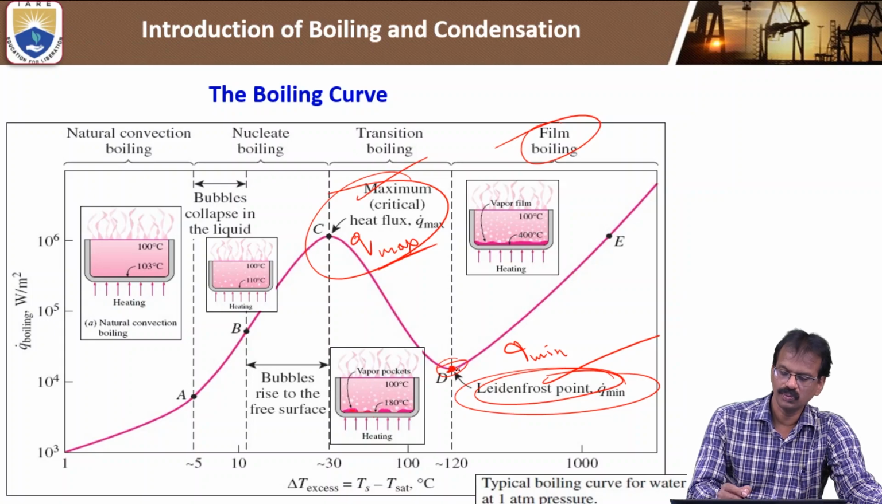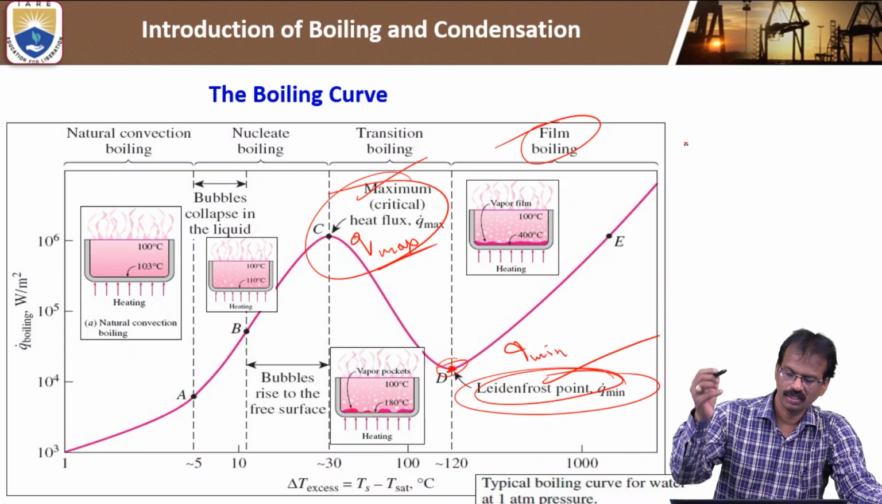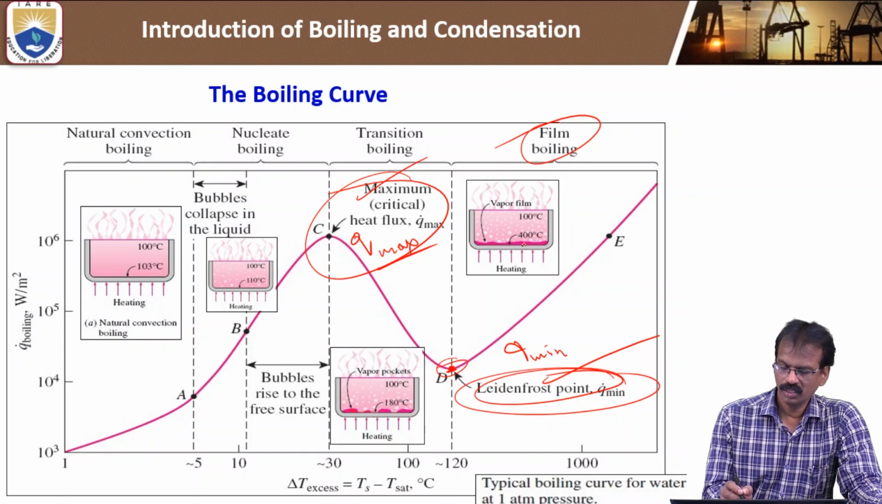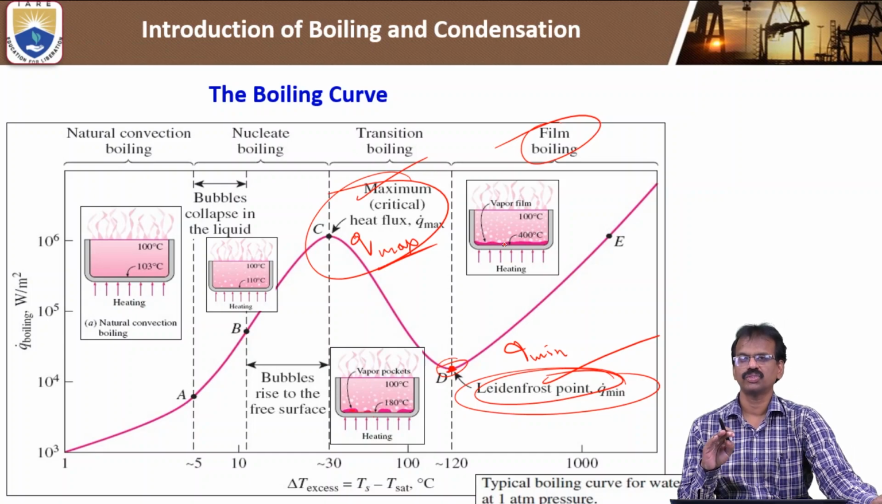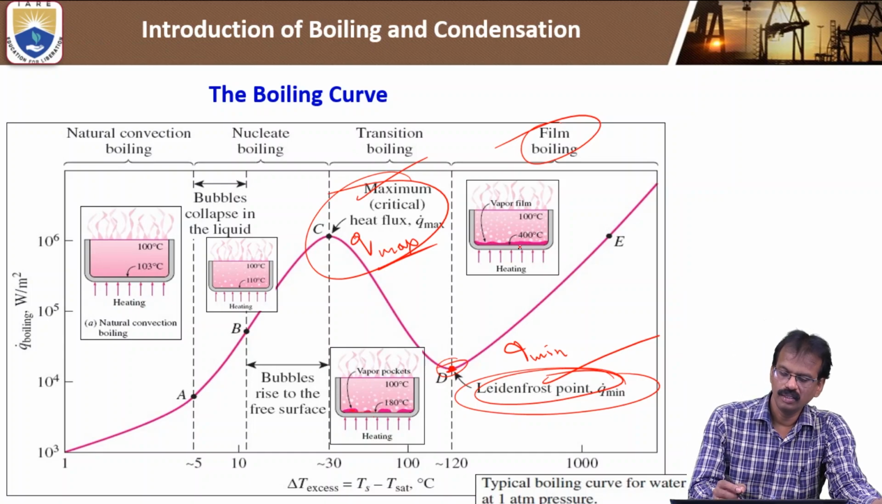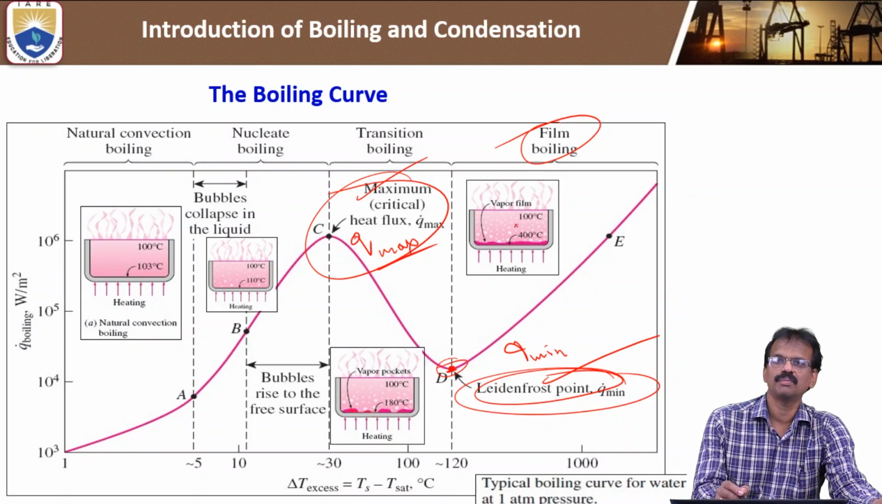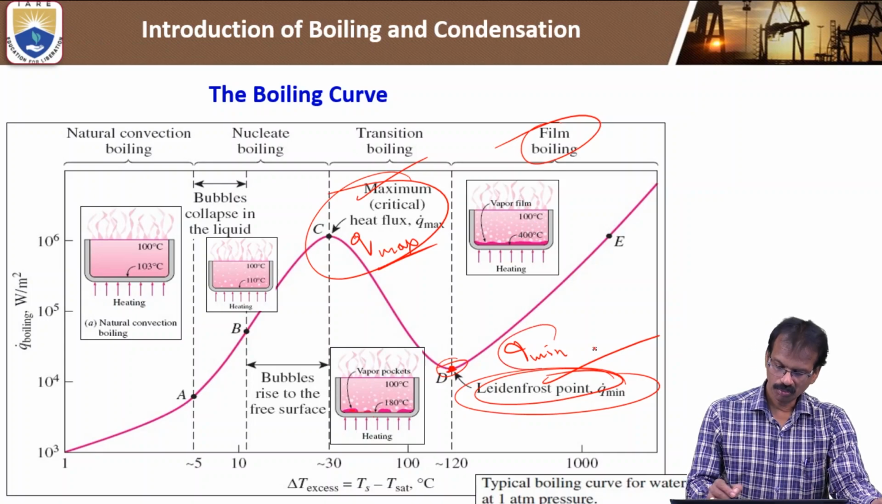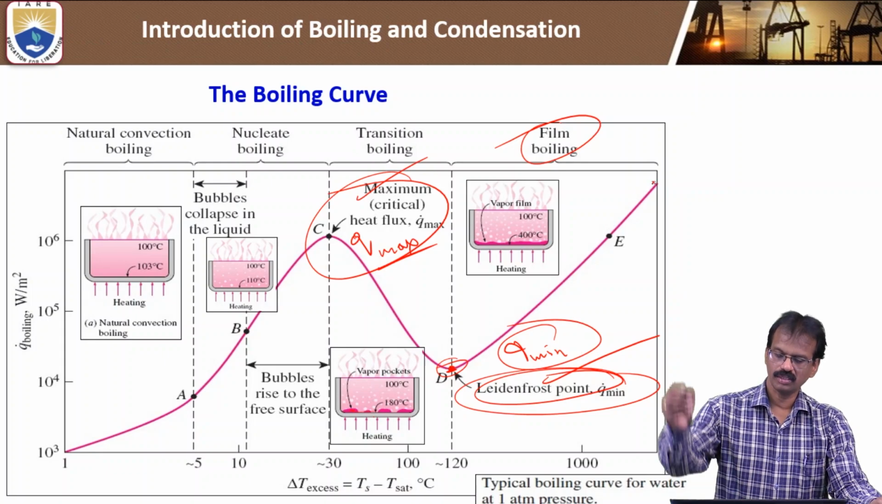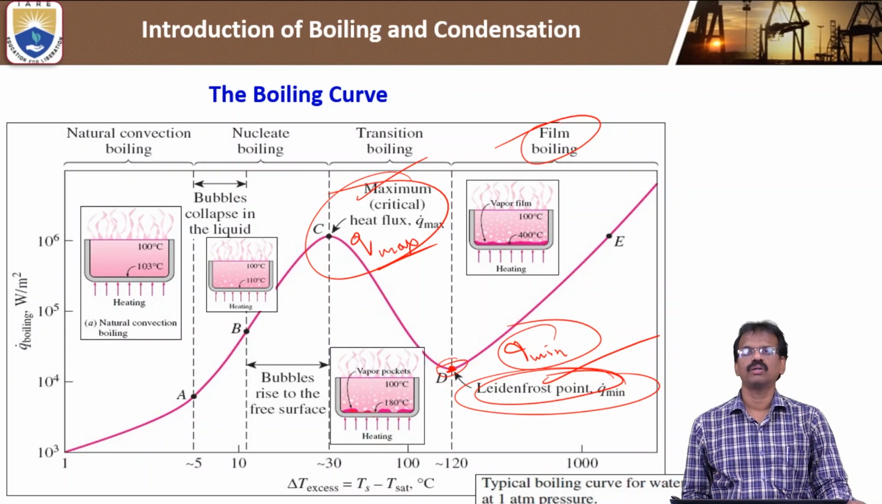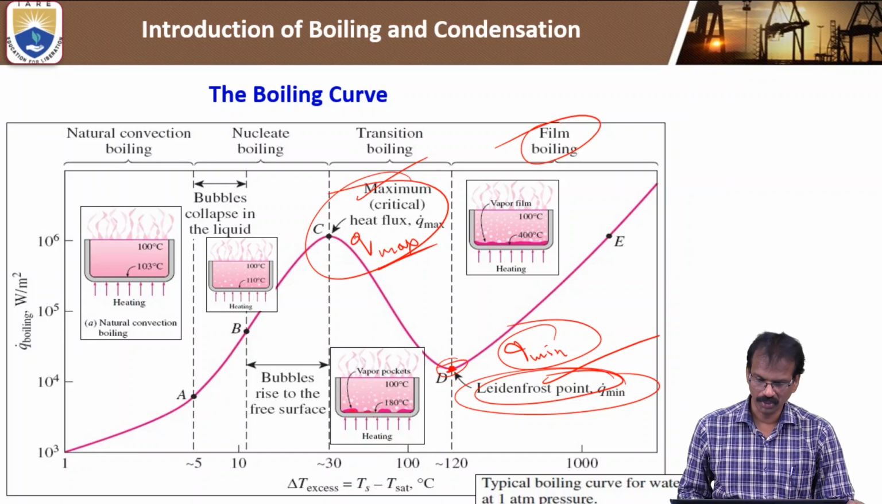But from this point the heat flux increases very rapidly, because this vapor layer which is formed on the surface acts like a solid surface. Then heat transfer takes place by the radiation process. Due to radiation, heat is transferred from the solid surface to this vapor film, and from the vapor film to the remaining liquid. So due to the radiation process, the heat transfer rate increases rapidly. These are the phases of the boiling curve. We will see them one by one.